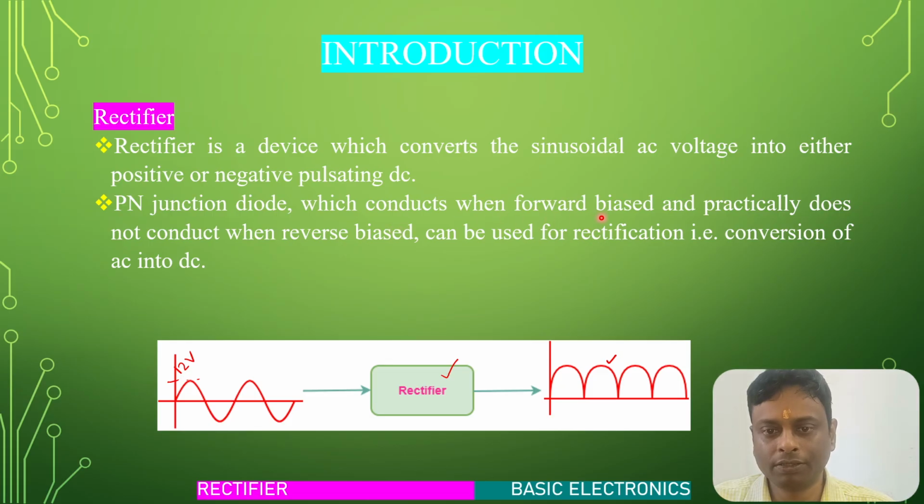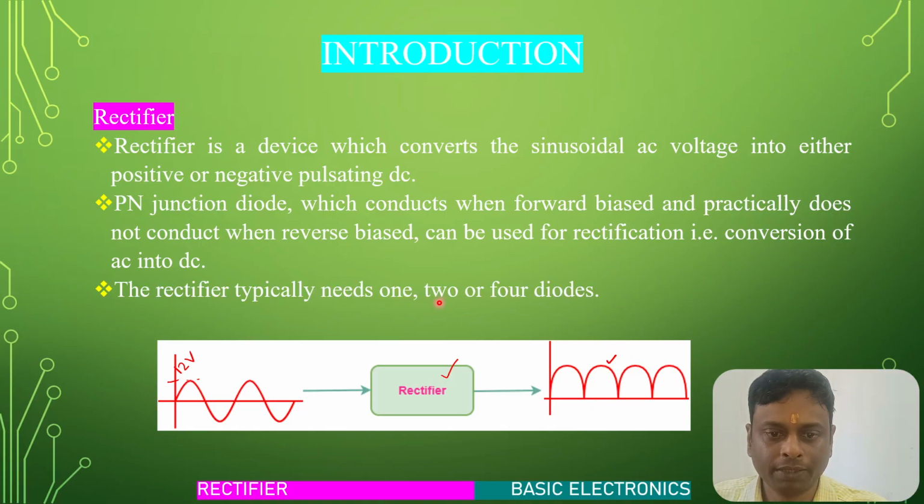Okay. So PN junction diodes when forward biased, we can see it conducts the current, and practically does not conduct current when it is reverse biased. So these are used for rectification purpose. So it will convert from AC to DC, but it does not mean we are getting the pure DC, we are getting the pulsating DC in nature.